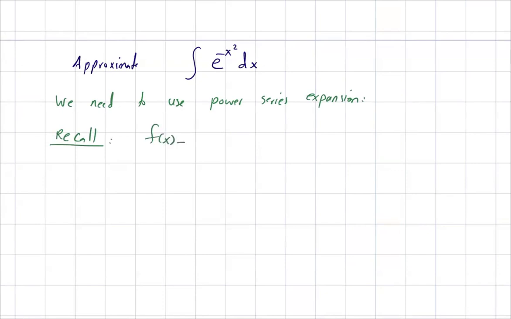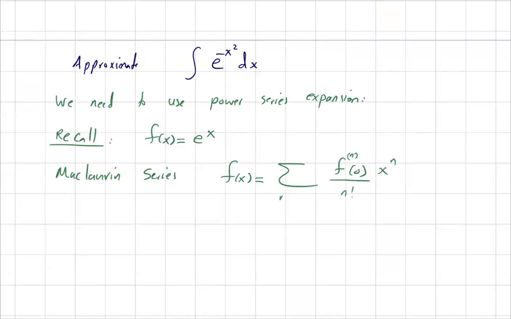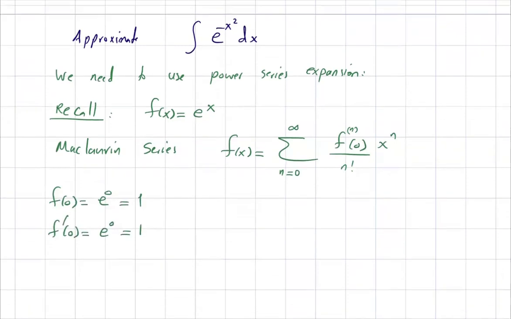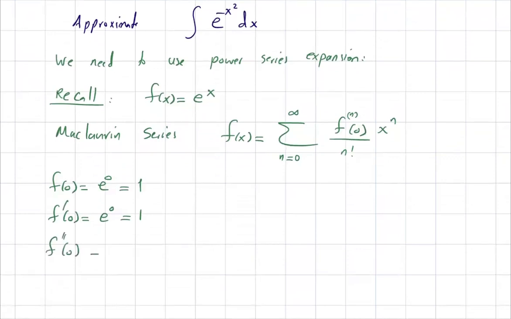If you have the function f of x equals e to the x, the Maclaurin series tells us f of x can be written as the summation of the nth derivative at 0, x to the n, divided by n factorial, starting from 0 to infinity. e to the power 0, which is f of 0, is equal to 1. f prime at 0 is equal to e to the power 0, which is 1 again. The second derivative of f at 0 is e to the 0, which is 1. So you can conclude that the nth derivative at 0 is always 1.